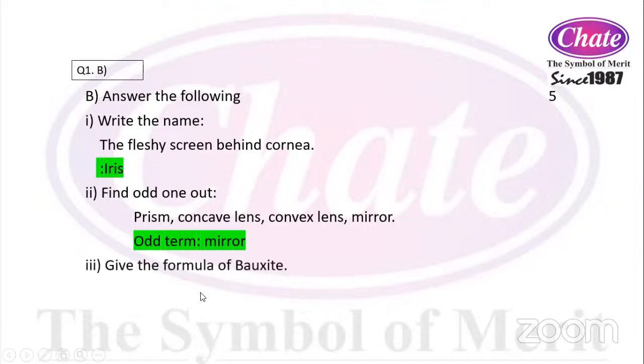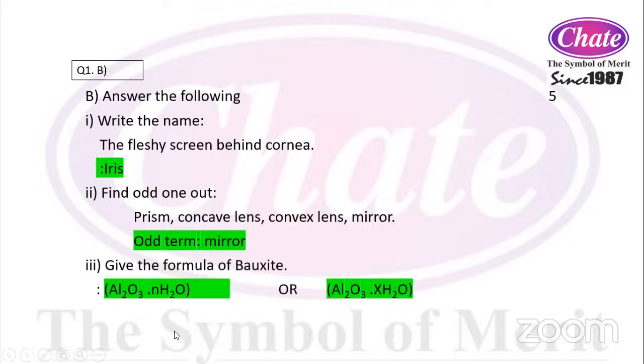Now the next one is: give the formula of bauxite. Yes, again a question from metallurgy. So it is a very favorite question, so be careful while writing down the formula of bauxite. Bauxite is nothing but the ore of aluminium metal. So it has Al2O3.nH2O or Al2O3.xH2O.